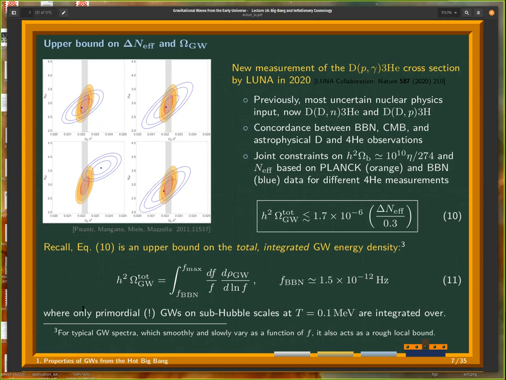But when I see the orange, solely from the Planck, I think there is another bound on N effective from the Planck. That's true, and yes. So we have two independent bounds. Yes. In a sense, that's correct.